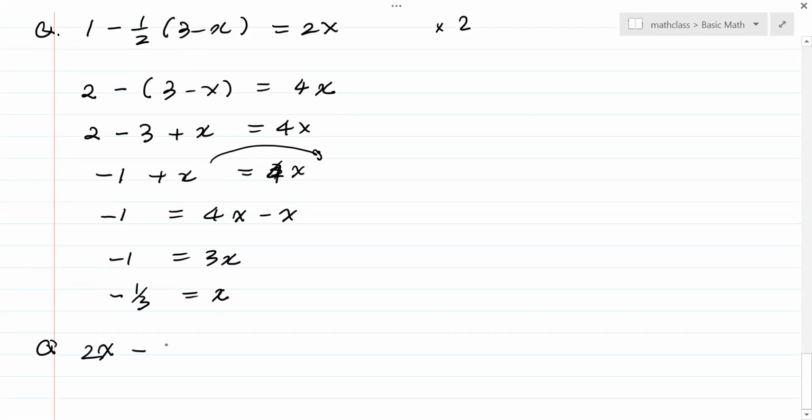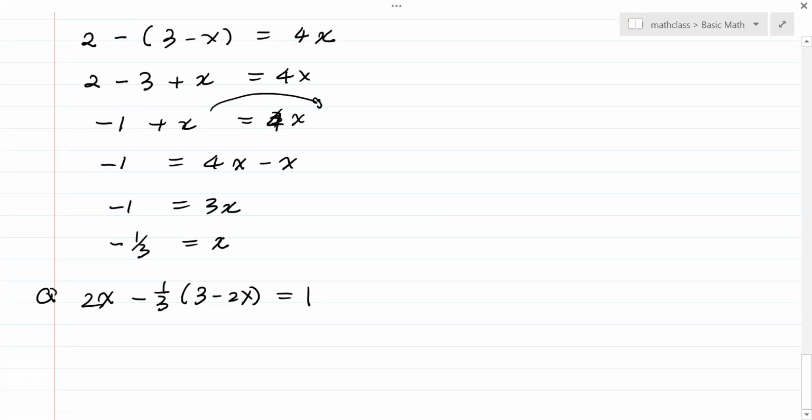2x minus 1/3 times (3 minus 2x) equals 1. This is very similar to the above problem. My suggestion is to modify the equation first. Get rid of the fraction.